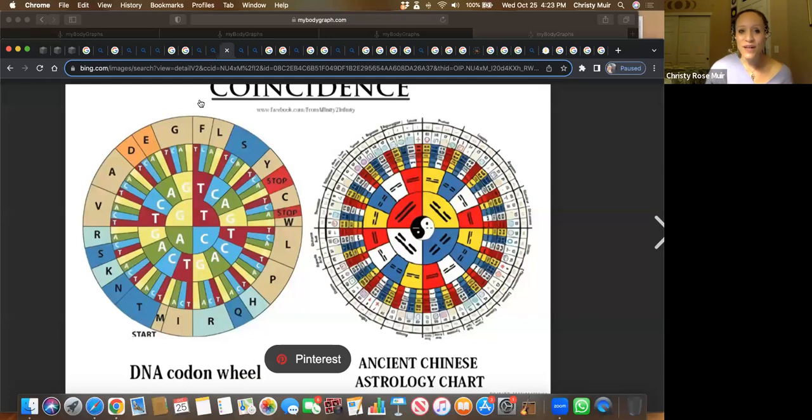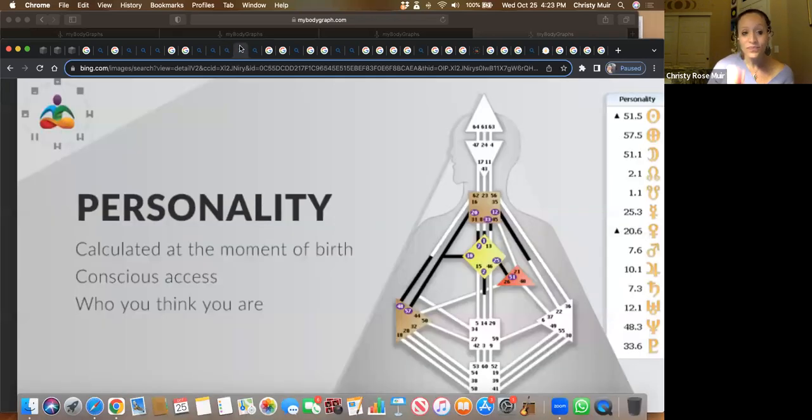It only arrived on the planet in 1987. So many generations of humans have lived without this specific map. But it's really time for us as humans to be able to see our uniqueness and live from it instead of from our conditioning. We're going to talk more about that as we proceed.